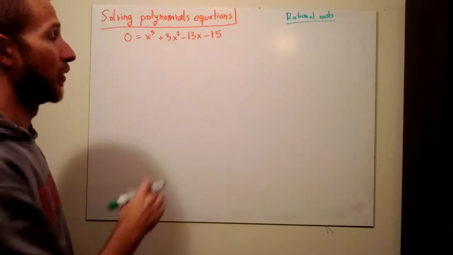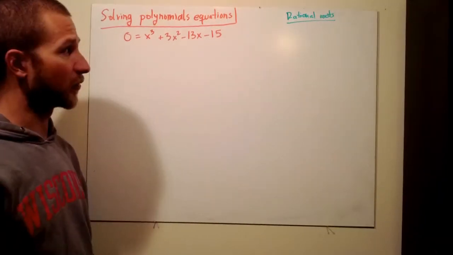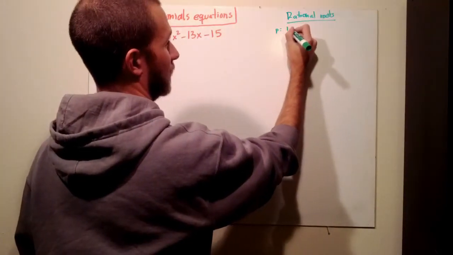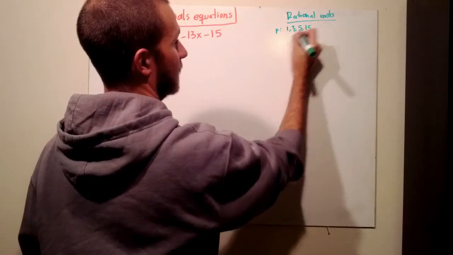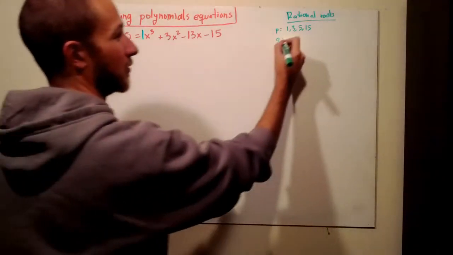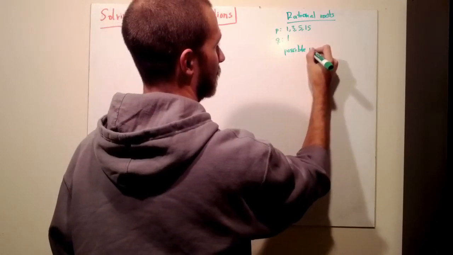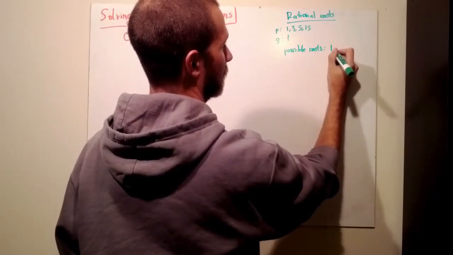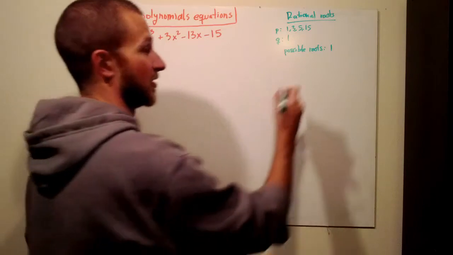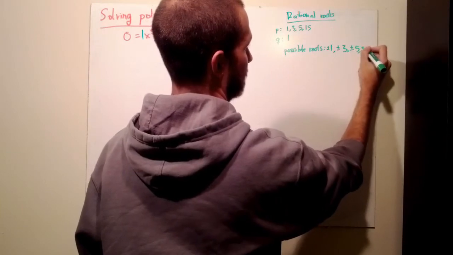So for rational roots, we look at factors of this guy. So that would be things like 1, 3, 5, and 15. So factors, the P could be 1, 3, 5, and 15. And Q here, Q is just 1. So my possible roots are all my P's divided by Q's. And since Q is 1, it's not going to actually change any of those. So it'll be plus or minus 1, plus or minus 3, plus or minus 5, and plus or minus 15.